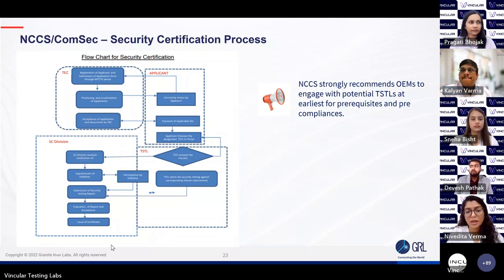Sir, we have one question from a guest. He's asking if the security requirements are based on international standards, and if yes, if you could elaborate a bit about it.